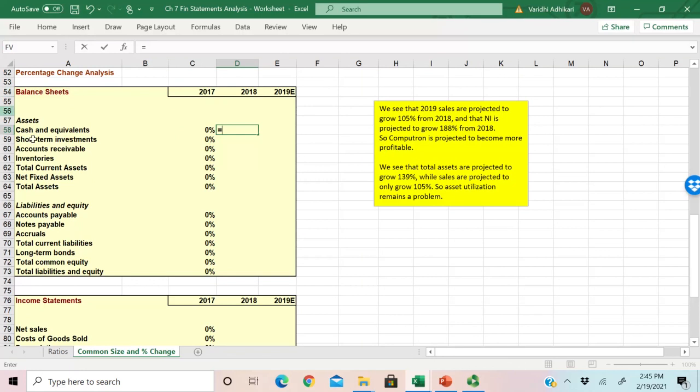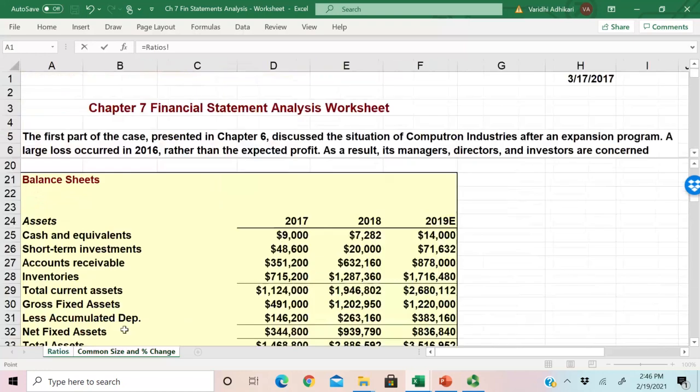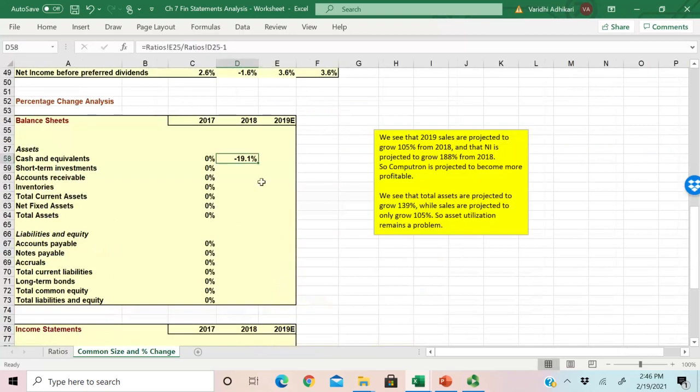So by what percent did cash and cash equivalents grow? For that, we take this year's cash and cash equivalents, divide that by last year's cash, and minus 1. It's the same thing as this year's cash minus last year's cash, divided by last year's cash. So the cash actually decreased by 19.1%.